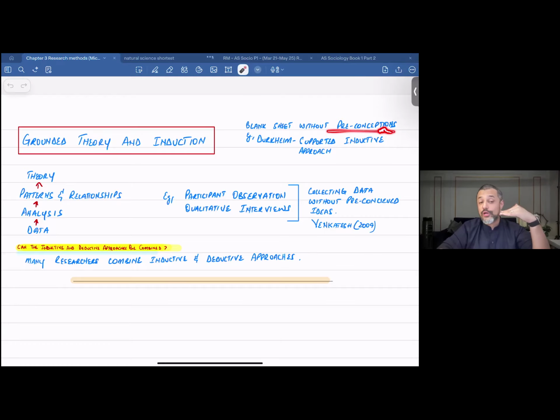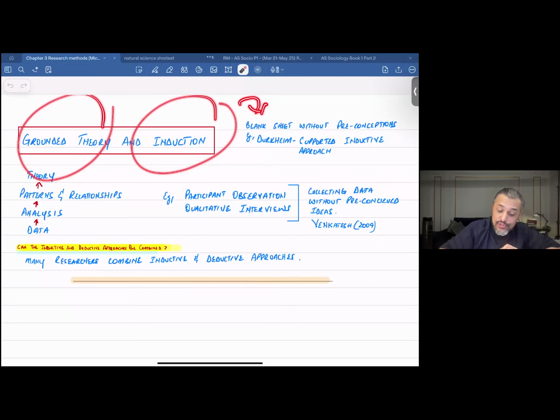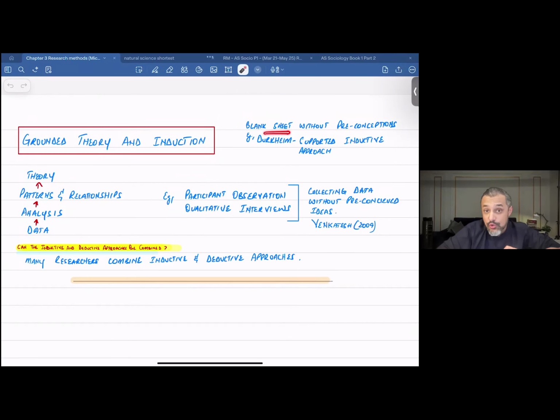We should, according to this grounded theory, start with collecting data without any preconceived idea that you carry in your mind. And this grounded theory is also called the induction theory. According to this grounded theory or induction approach, start like a blank sheet without any preconceptions, just the way Durkheim did. Remember the study that Durkheim conducted on suicide?